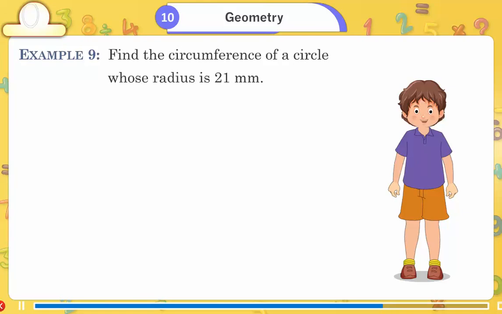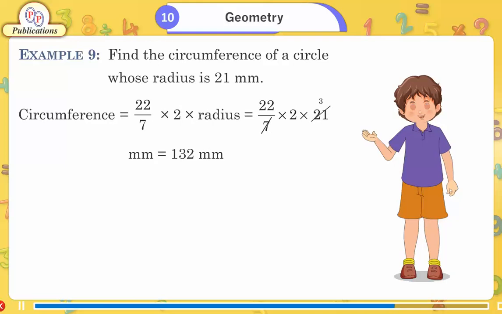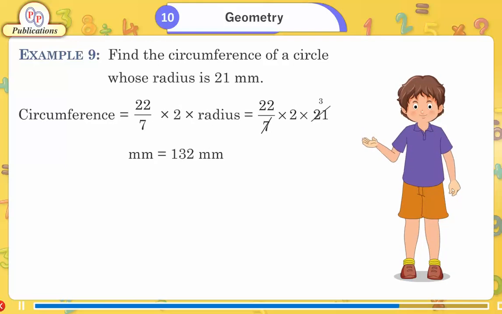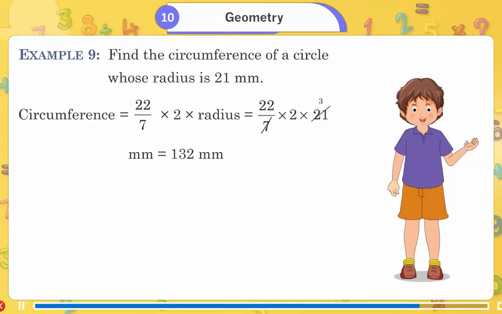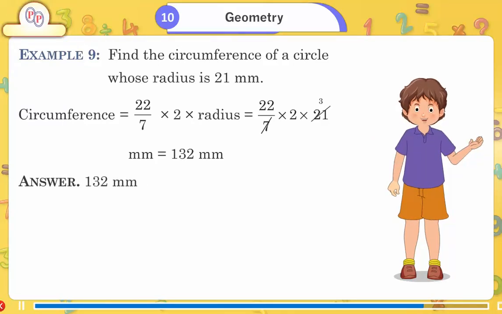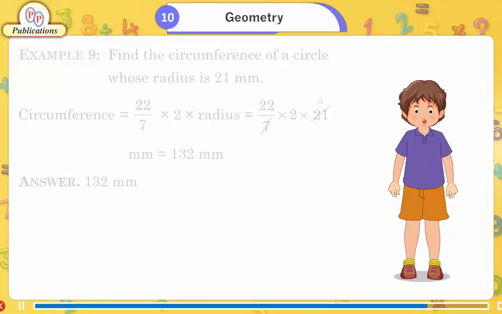Example 9. Find the circumference of a circle whose radius is 21 mm. Circumference is equal to 22 by 7 multiplied by 2 into radius is equal to 22 by 7 into 2 into 21 mm is equal to 132 mm. Answer: 132 mm.